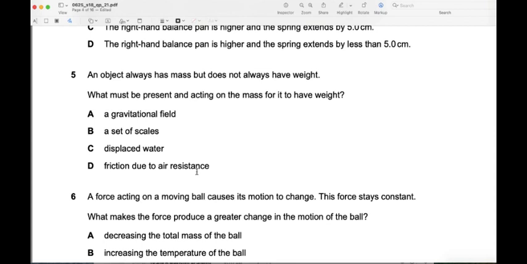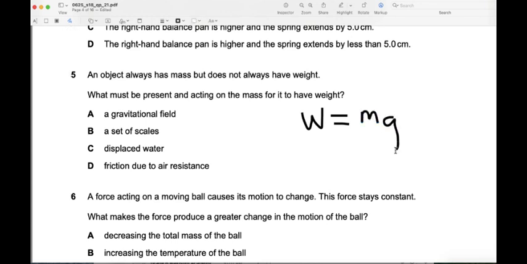An object always has a mass, but does not always have a weight. You don't have a weight if there is no gravity, if there is no gravitational field strength. So weight is a function of gravity. Every object has a mass, but not everywhere you are do you have a weight. Weight is due to gravitational field strength.